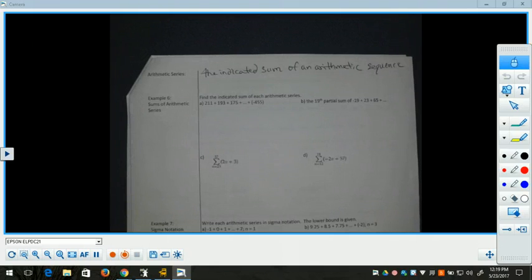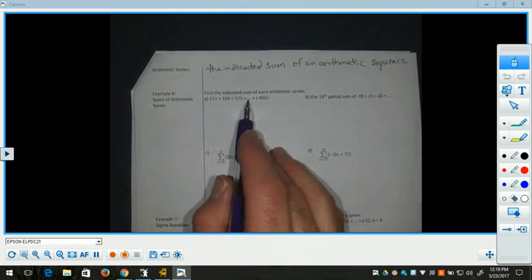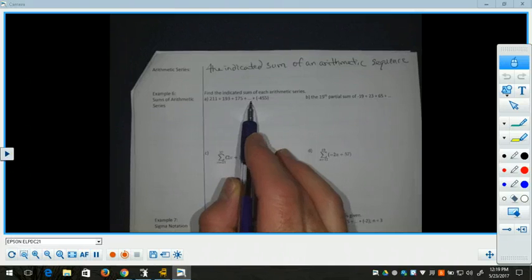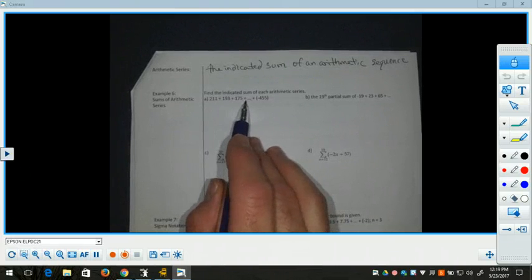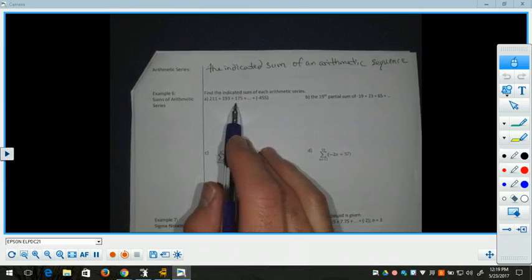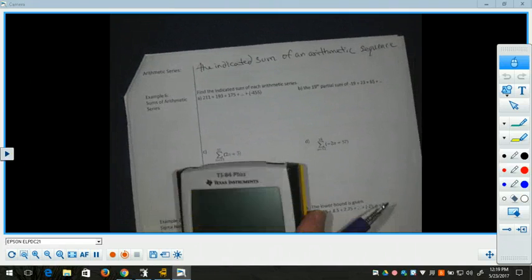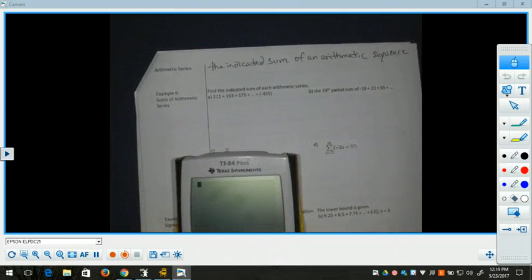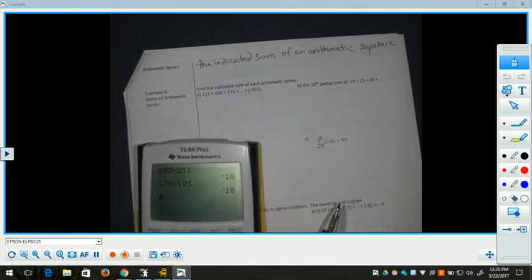Find the indicated sum of each arithmetic series. So we had a sequence, and now they've just put plus signs between each term. We do not know what the middle terms are, so we actually need to find them to add this as of right now. So what we're going to do is figure out what the common difference is by doing 193 minus 211 and double checking 175 minus 193. Negative 18 is the common difference.